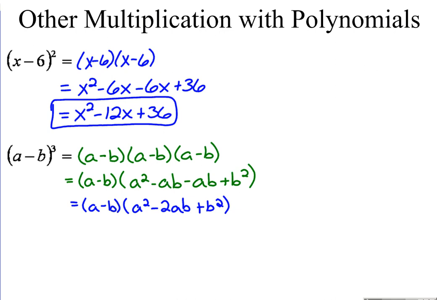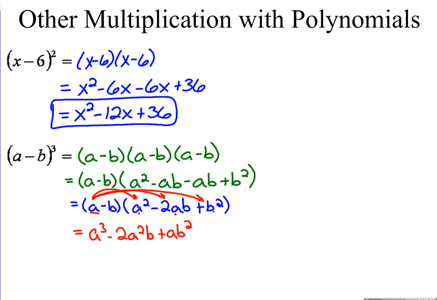From here now, we need to distribute this A through to all three terms in the second set of parentheses. So I need to take A times A squared, A times negative 2AB, and A times B squared. When we do that, A times A squared is A cubed, A times negative 2AB is negative 2A squared B, A times B squared is AB squared.